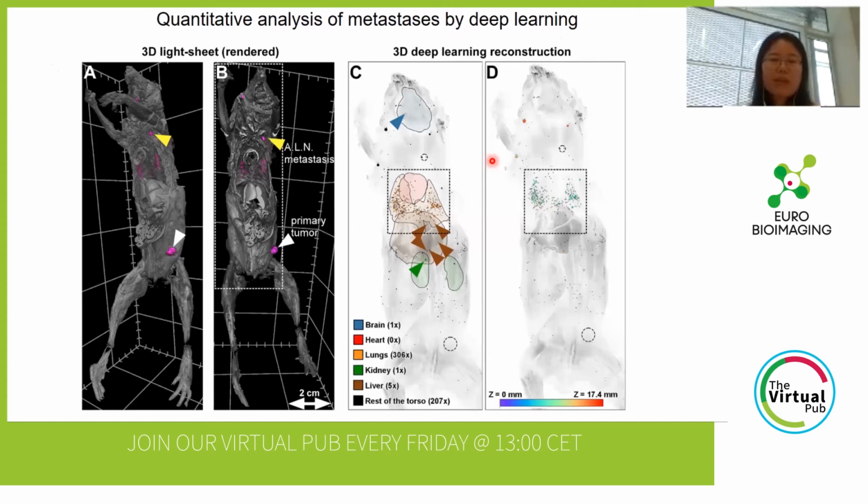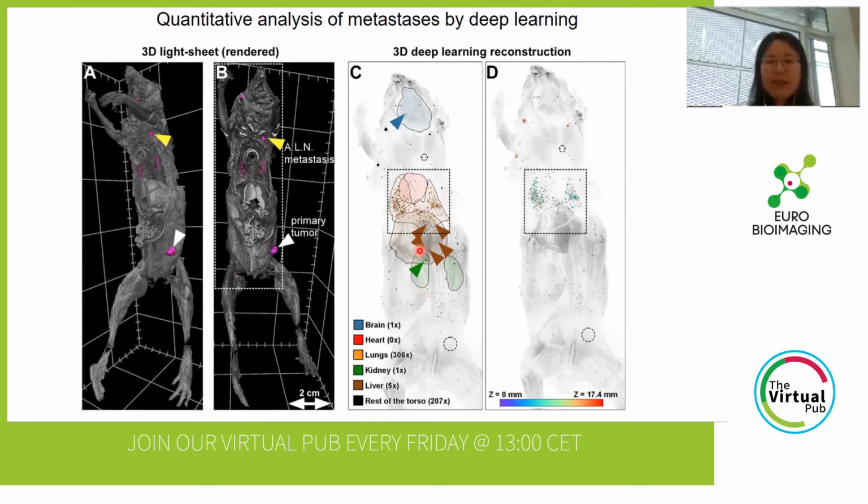Of course, when we image the whole body of the mouse, it generates a lot of data. In general, one whole mouse body is about 2 terabytes of data. And it's also very difficult for us to analyze the data using commercial software. That's why our computer scientists developed a convolutional neural network to detect all the metastases using the deep learning method. Here we can see that the deep learning method is quite fast and also accurate.